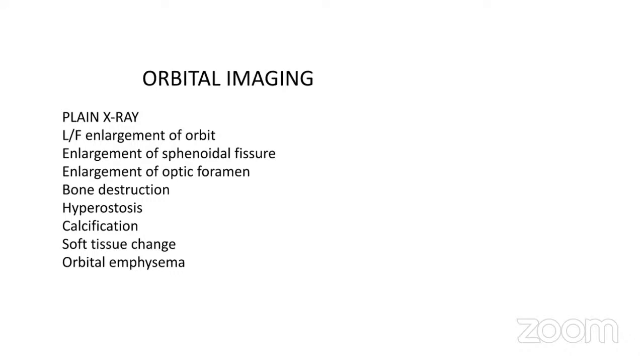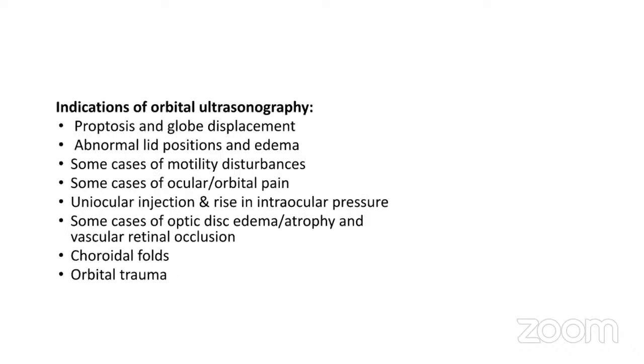These can be seen as carcinomas. Soft tissue changes can also be seen, but not very much appreciated. Orbital emphysema can also be very clearly seen. Then indications of an orbital globe, lid position and edema. In some cases, there are disturbances such as a rise in intraocular pressure, edema, or atrophy, and vascular retinal occlusion, choroidal changes in orbital trauma.